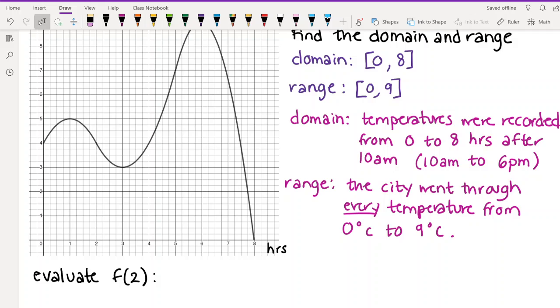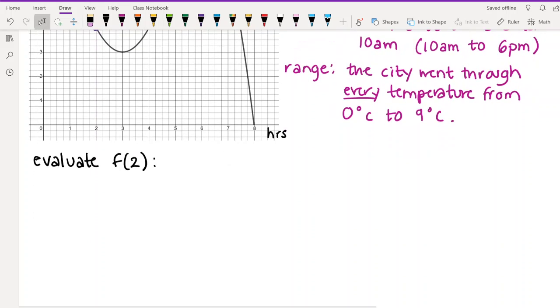Okay, so to evaluate f of 2, remember that just means that we're looking at an input of 2 and we're looking for what is the output. And so we see that when t is equal to 2, f of t is equal to 4. And so that tells us that f of 2 is equal to 4.